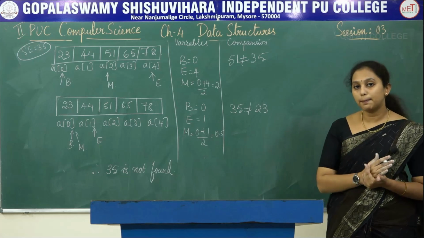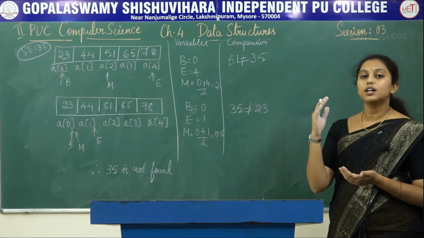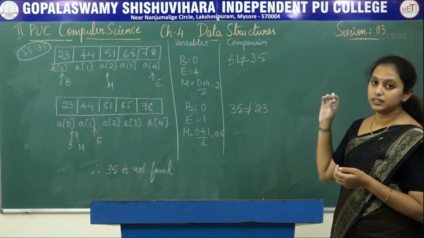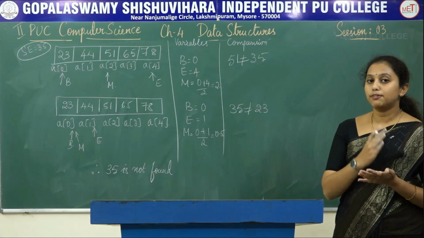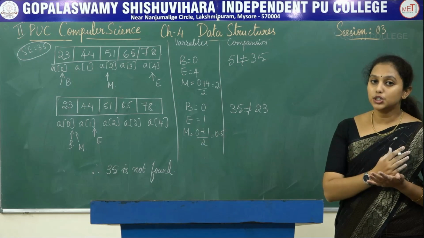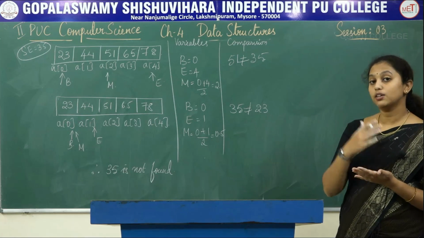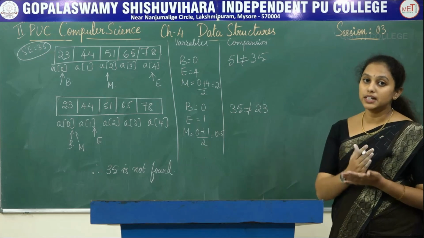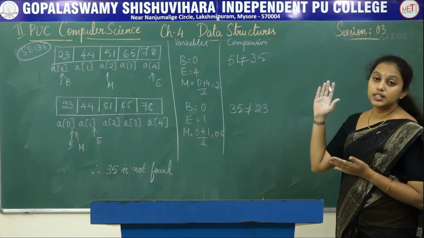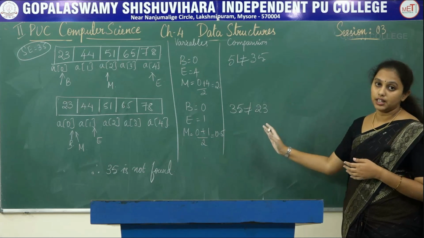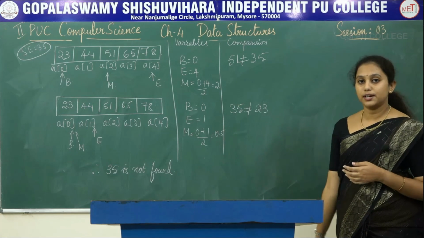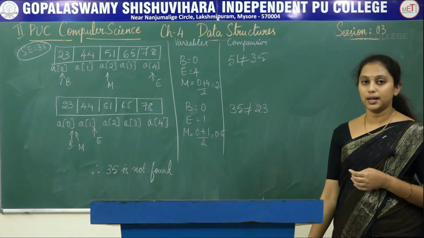Then we have to compare the search element with the middle element of the array. If it is found, we have to print the location. Otherwise, we have to check whether the value of the search element is greater than or less than the middle element. If it is greater, we have to search towards the right of the array, or else we have to search towards the left side of the middle element of the array.